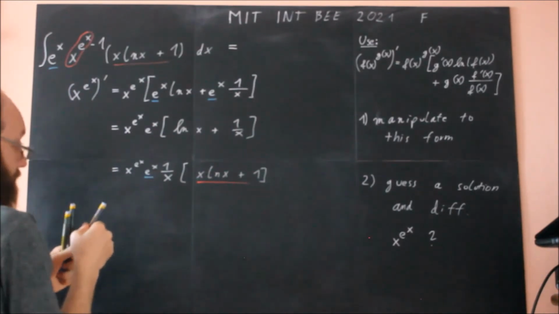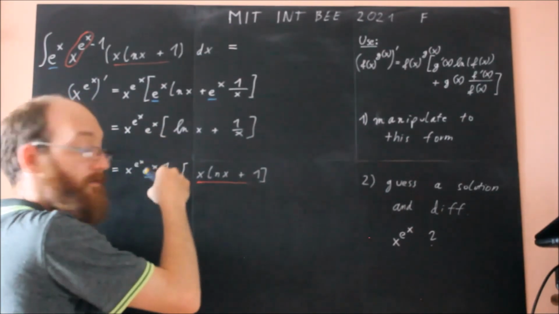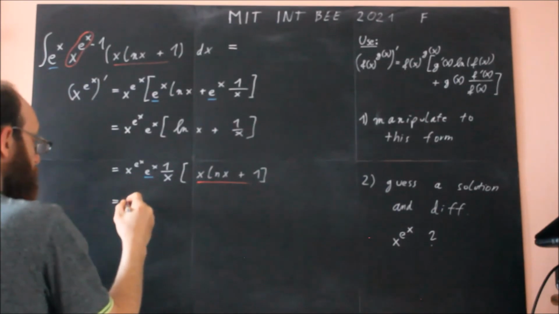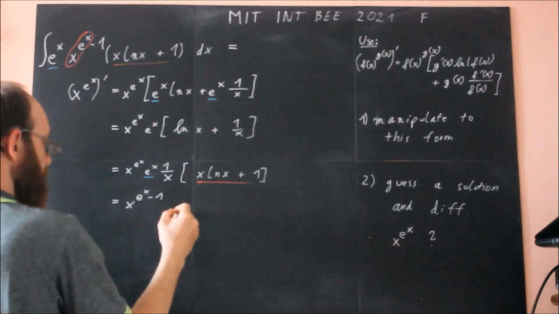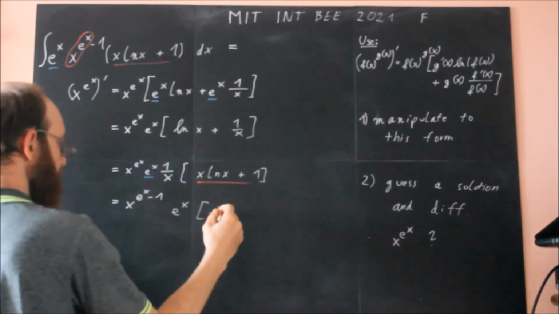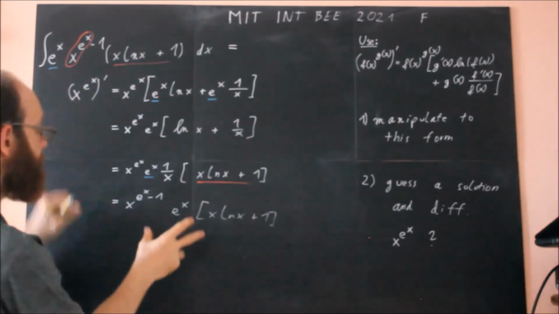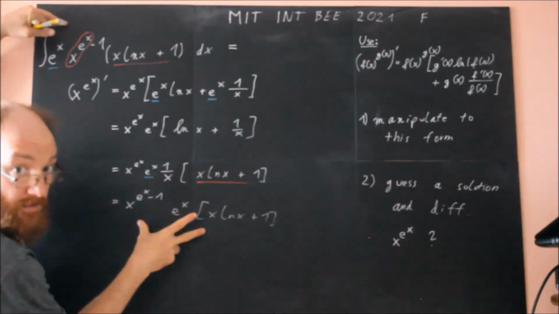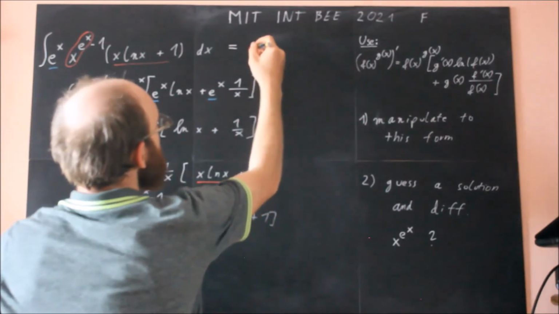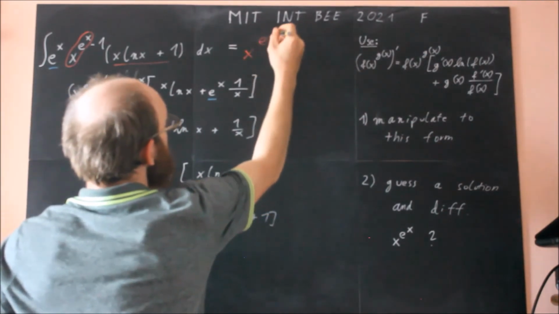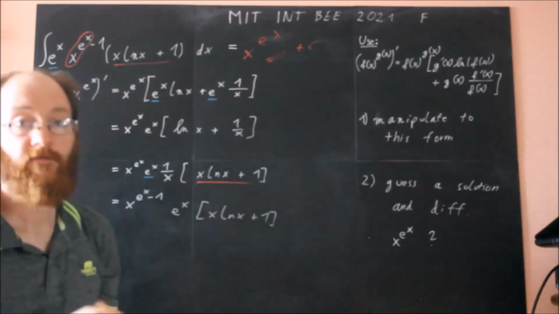And now, x to the e to the x over 1 over x. Now we can work with the power rule. This is x to the e to the x minus 1, e to the x, and then x log x plus 1. And we take a close look. These two expressions are the same, and therefore our guess was right. And of course, plus some constant.